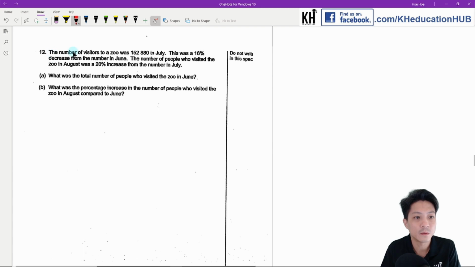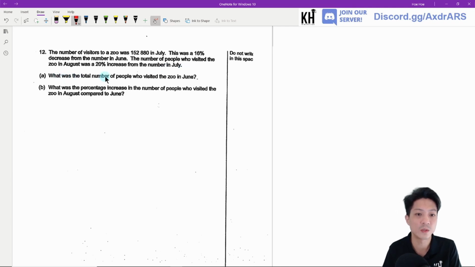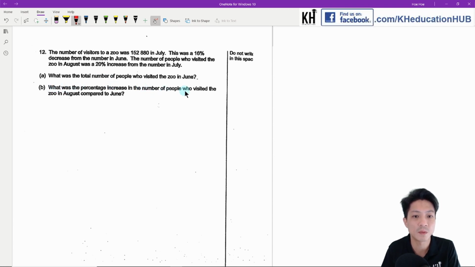Okay, question 12. The number of visitors to a zoo was 152,880 in July. That was a 16% decrease from the number in June. The number of people who visited the zoo in August was a 20% increase from the number in July. Part A, what was the total number of people who visited the zoo in June? And part B, what was the percentage increase in the number of people who visited the zoo in August compared to June?